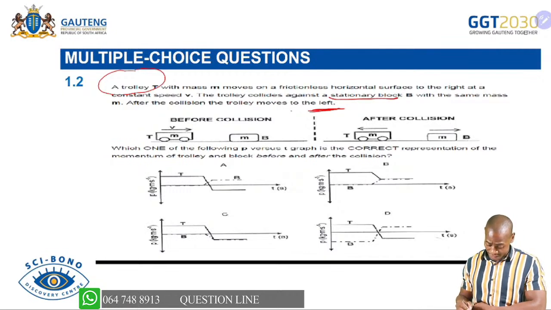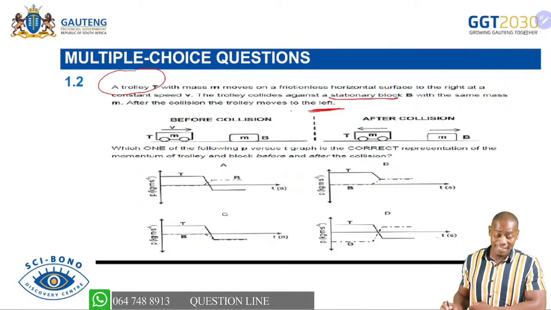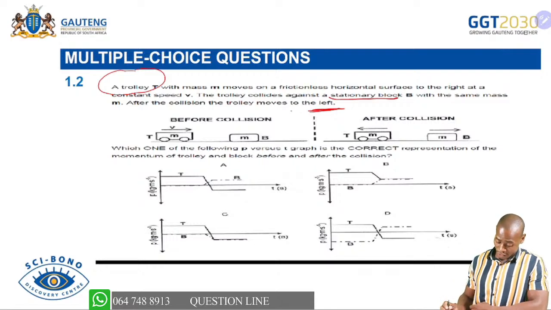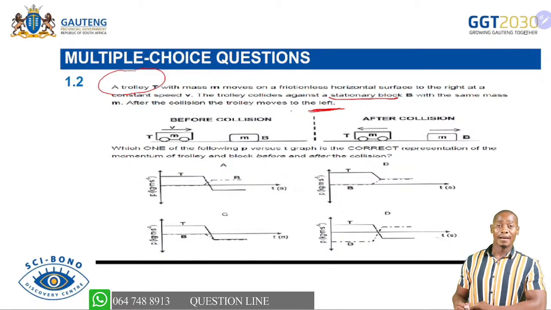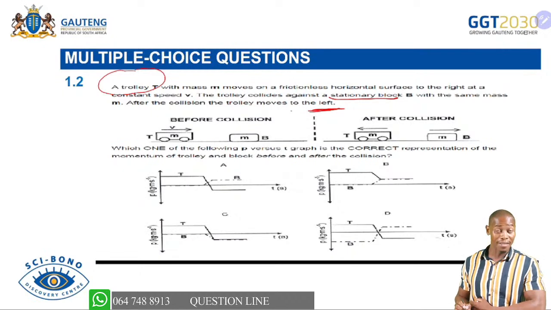So we are also given the diagram to explain that. Which one of the following momentum versus time graphs is the correct representation of the momentum of the trolley and the block before and after the collision? Which one is correct? So let's check. Remember, initially, let's start with B. Let's start with B. Initially, B is stationary.